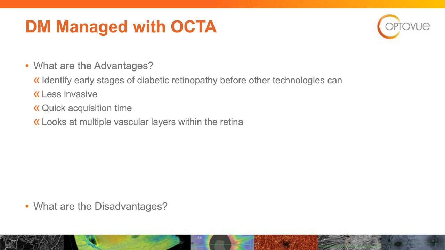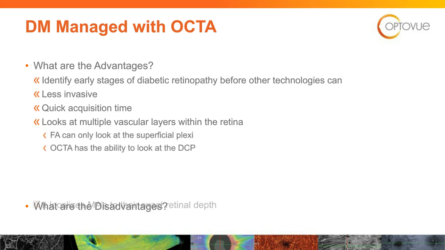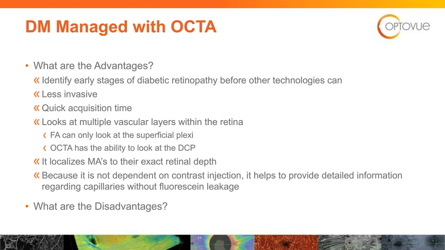What's going on in the superficial retina? What's going on in the deep capillary plexus? What's going on in the outer retina? You can do that with OCT angiography. So we talked about that. It localizes the MAs to their exact retinal depth. And again, it's not dependent on contrast. So it can image without leakage, without pooling, which is very, very nice. So we talked about this already.